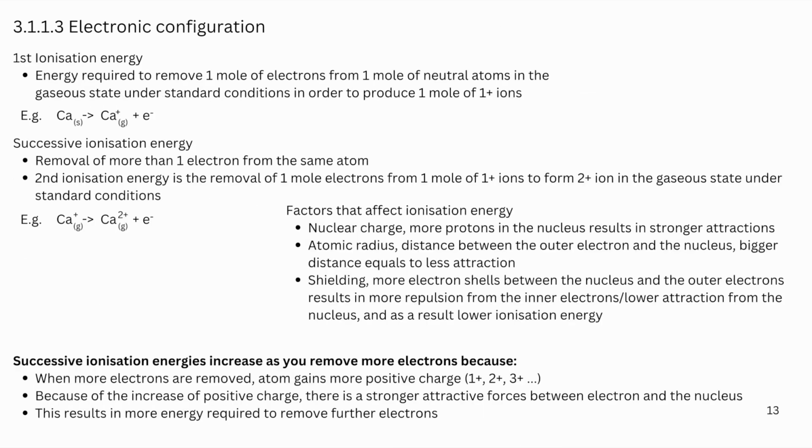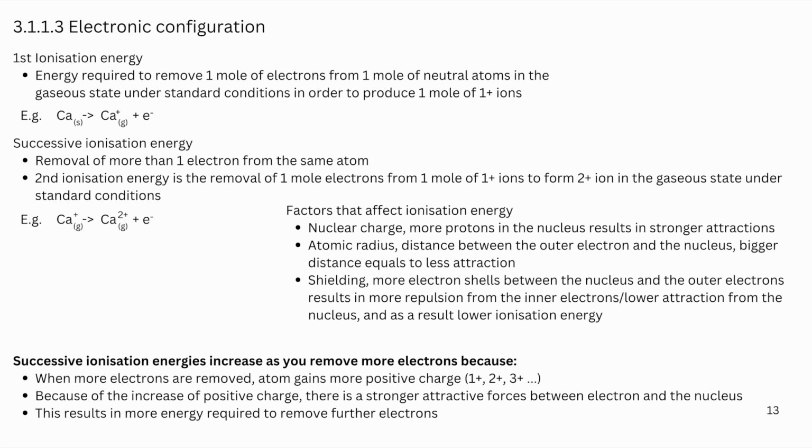From the mass spectrometry, you know that ionization in chemistry is the process during which an atom loses an electron. Therefore, first ionization energy is defined as the energy required to remove 1 mole of electrons from 1 mole of neutral atoms in the gaseous state under standard conditions in order to produce 1 mole of 1 plus ions. I am saying first ionization energy because after a neutral atom has been ionized to a 1 plus ion, it can be further ionized to 2 plus and 3 plus ions, which require different energies. Therefore, first ionization energy is the energy required to convert neutral atoms to 1 plus ions.